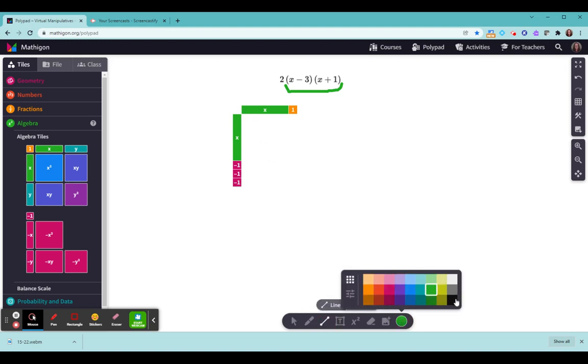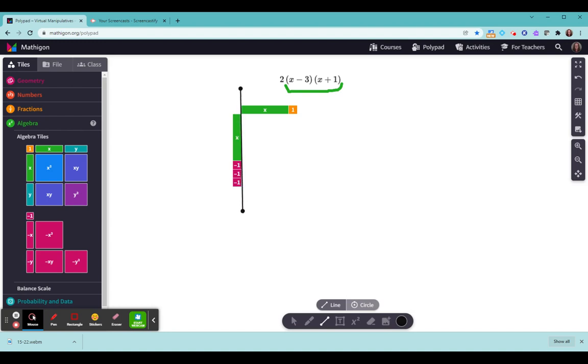I am just going to draw a little bit of a line so that we can see where our question is and where our answer is. So our question is on the outside of these lines, while our answer is on the inside of these lines.